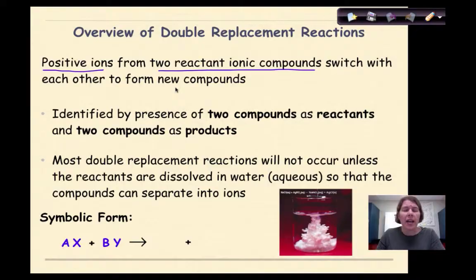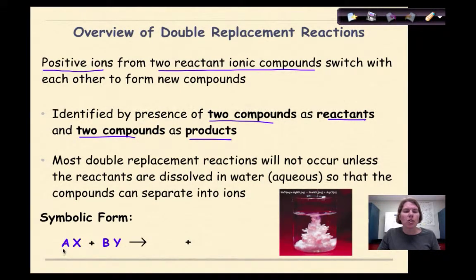So the positive ions from the 2 reactant ionic compounds are going to switch with each other, and we're going to form new compounds based upon this switch. These are identified by the presence of 2 compounds as reactants and 2 compounds as products, ionic compounds. Most double replacement reactions will not occur unless they're in an aqueous solution. We'll see either the little aqueous symbols involved in the compound, or it's assumed if you're talking about a double replacement reaction. So the symbolic form here is AX plus BY.